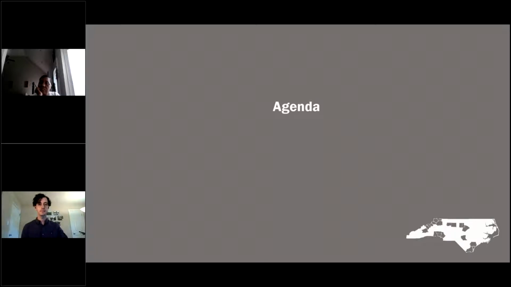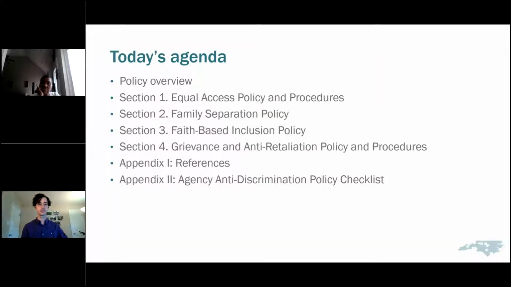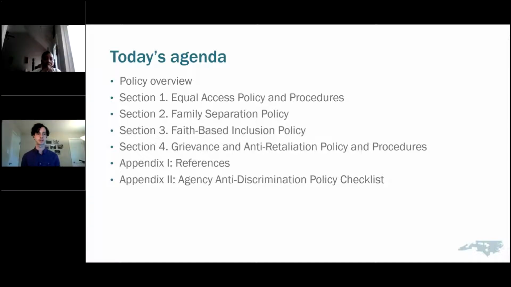For our agenda, today we are going to be doing an overview of the anti-discrimination policy for the North Carolina Balance of States COC. We're going to start with a brief overview of the policy itself and then go through it section by section. So today's agenda does mirror the layout of the anti-discrimination policies and procedures, which have been updated and are on our website.